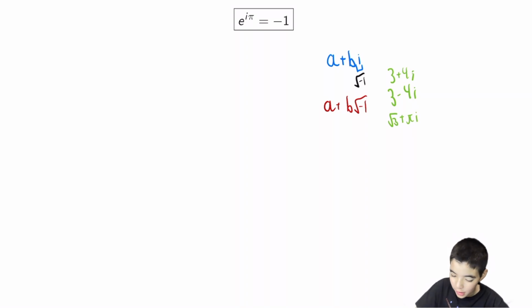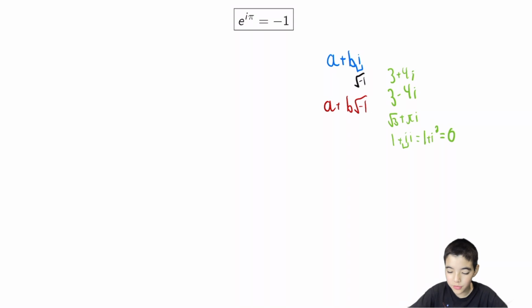However, this is not a complex number, 1 plus i i. Because note that in the earlier definition, we stated that a and b must be real. This i is not real. This can be further simplified to 1 plus i squared, which is equal to 0. Okay, so that's complex numbers.